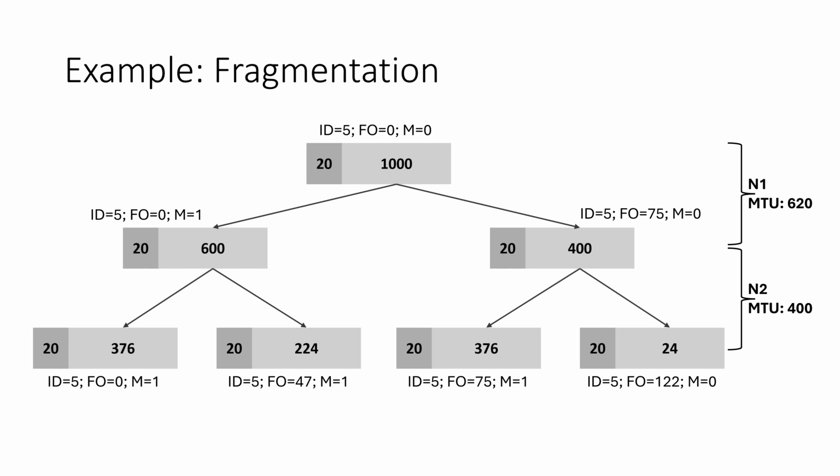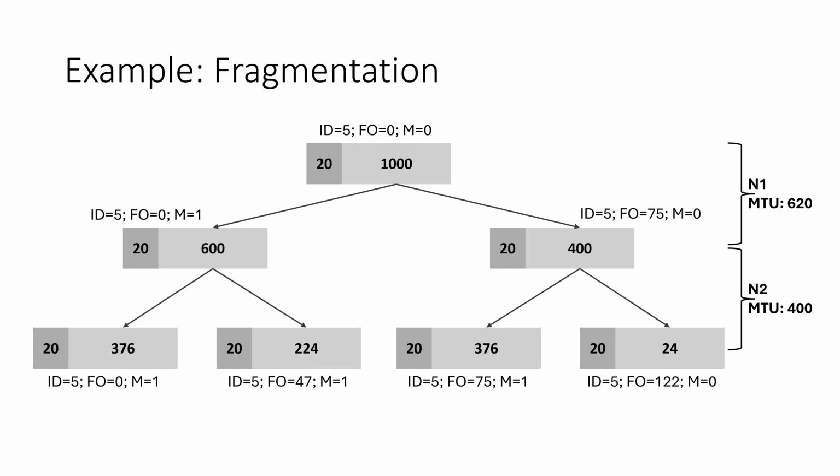The first fragment takes 600 bytes of data and adds a 20 byte header, making it a total of 620 bytes, which fits exactly within the MTU. This fragment is marked with a more fragment, or M, bit set to 1, indicating that more fragments will follow. Its fragment offset, or FO, is 0 because it's carrying the first part of the original data.